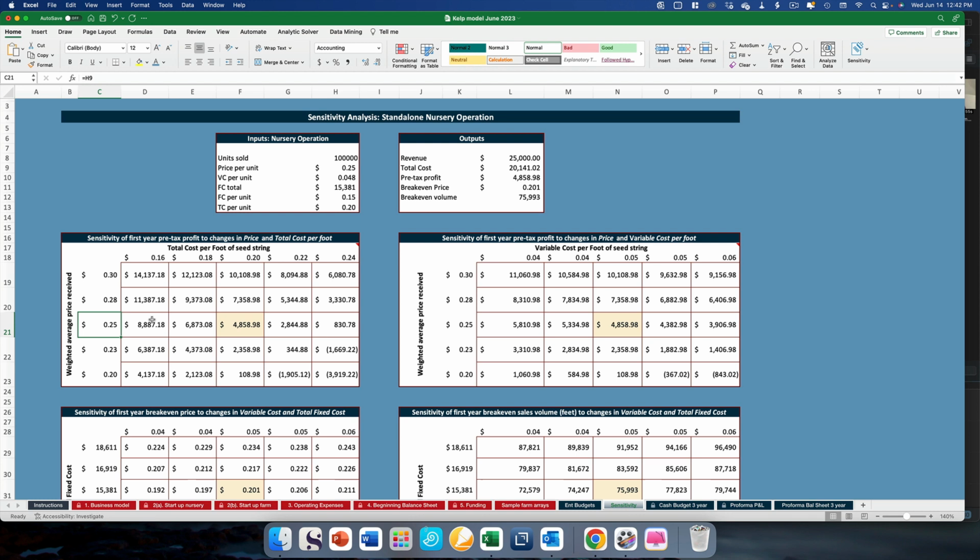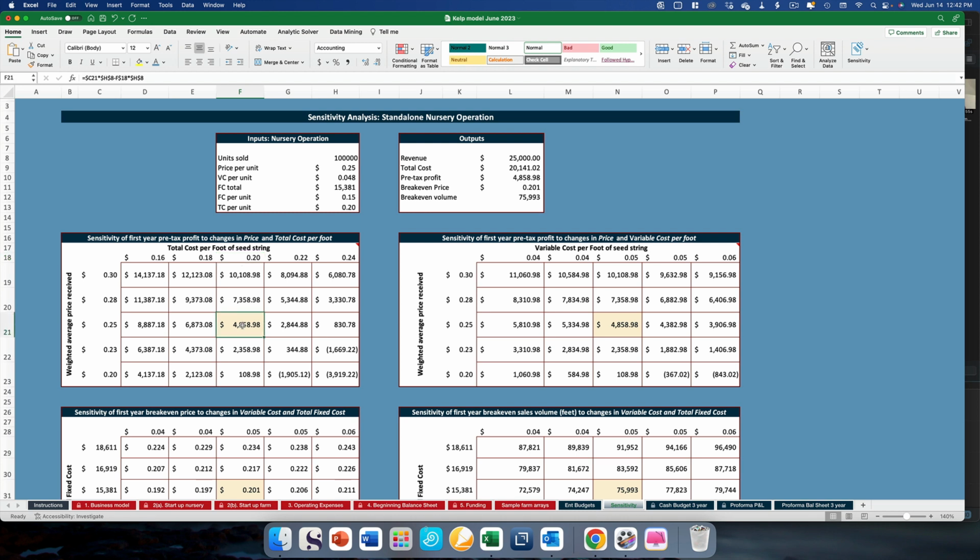Okay. Now, if we change the price by 10%, right? So here I'm just multiplying this 25 cents times 1.1, multiplying the 20 cents times 1.1, right? So if I grow the price by 10% and shrink it by 10%, if we grow the cost by 10%, shrink it by 10%, right? What happens to our profit?